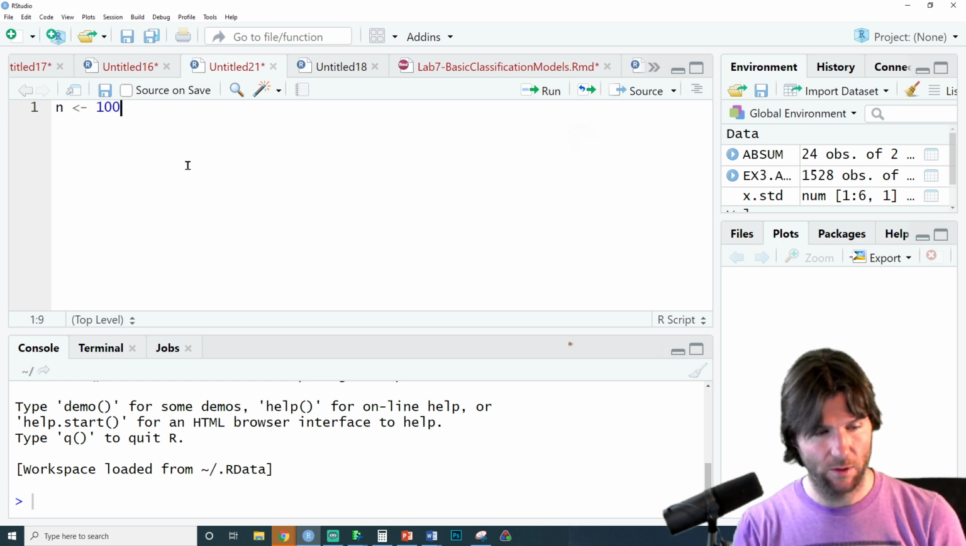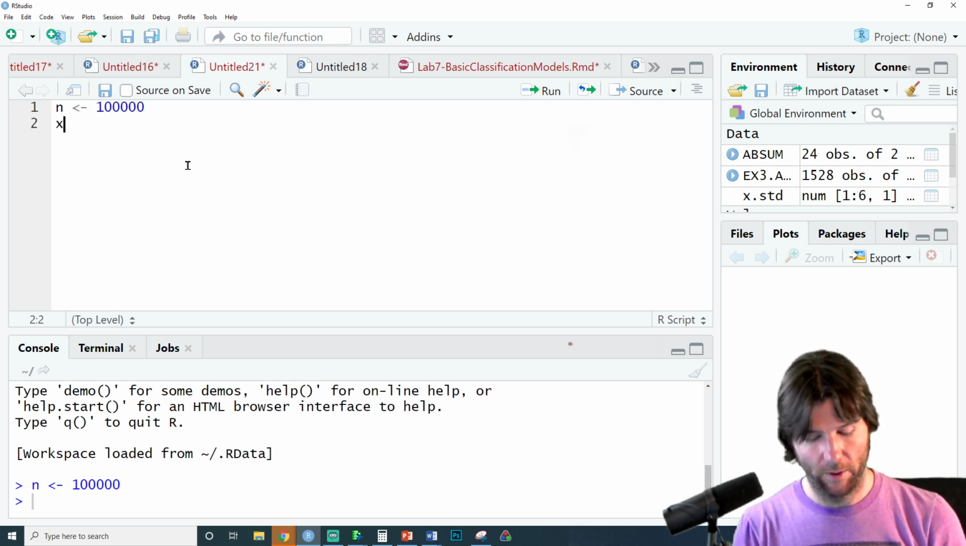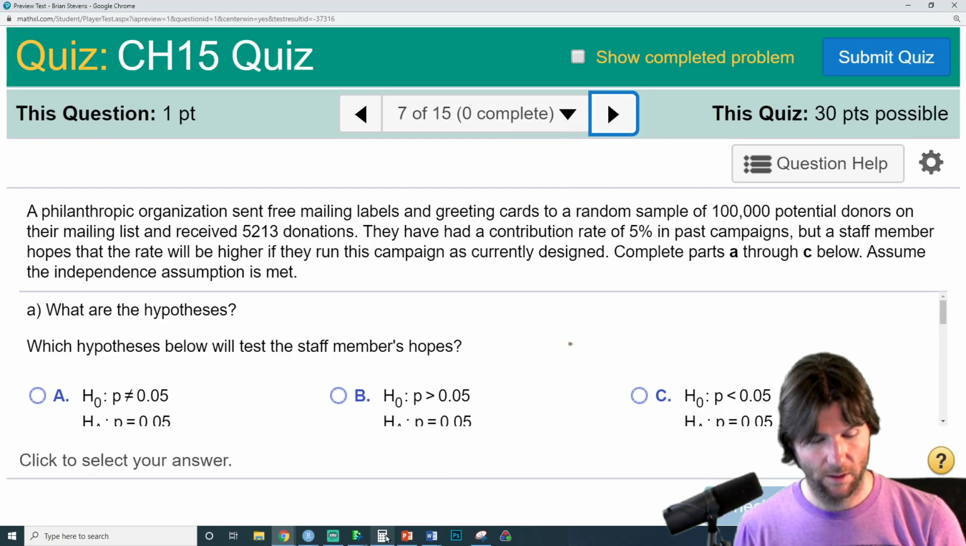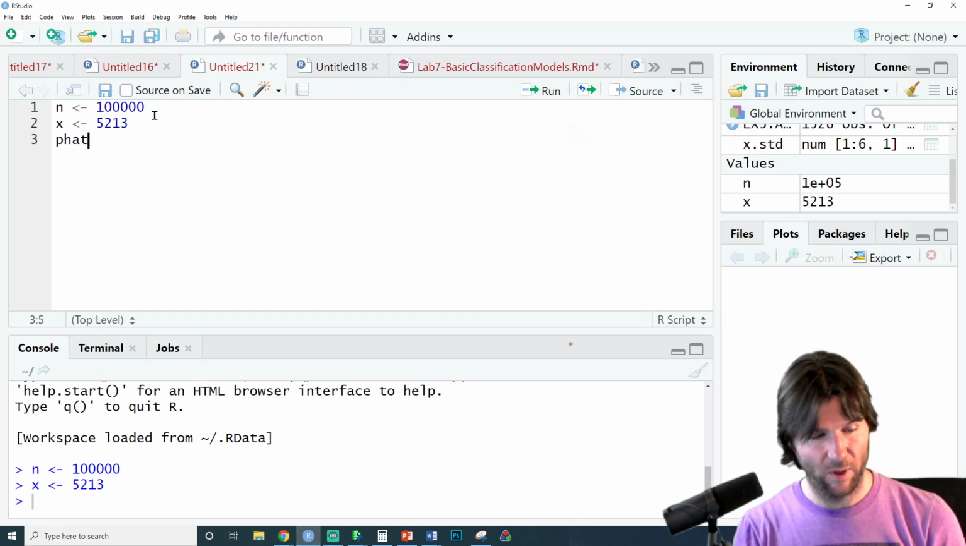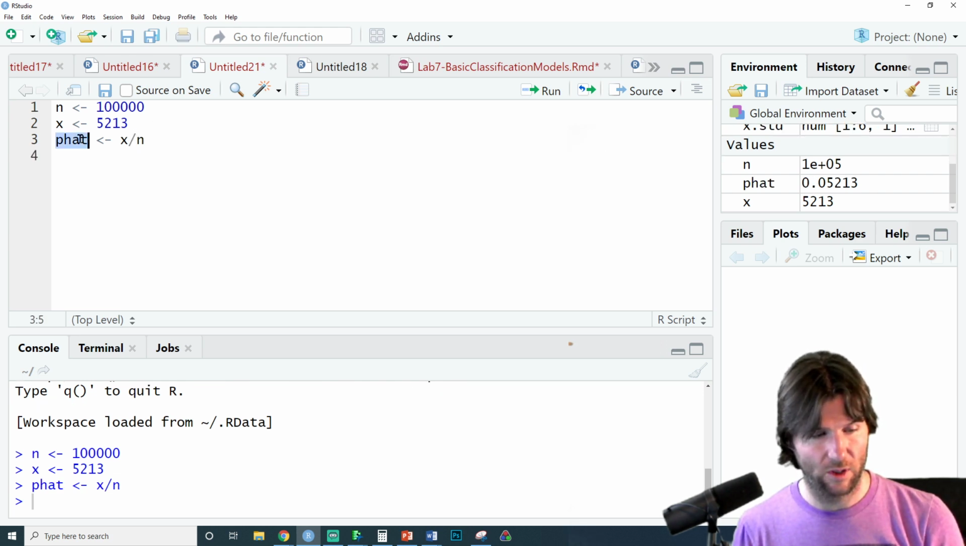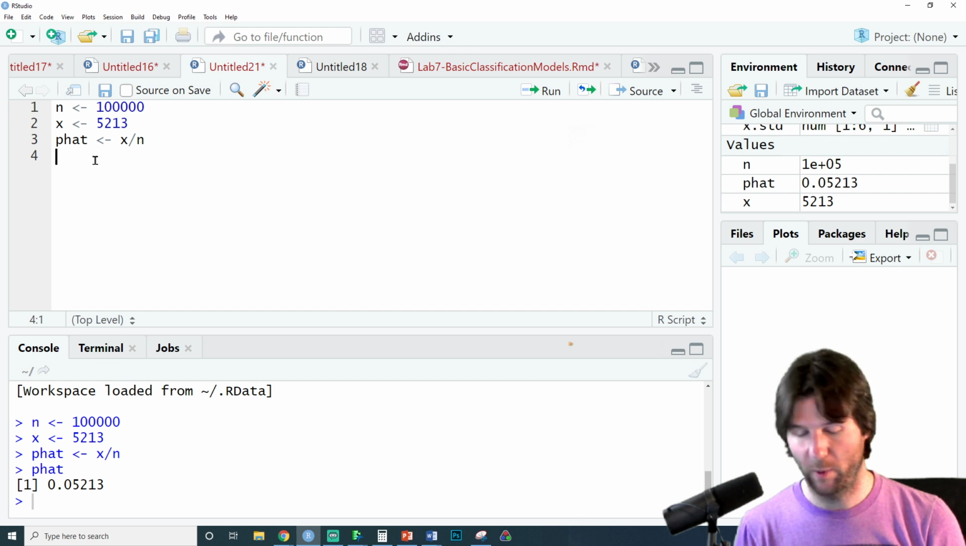We know what n is equal to. We know what x is equal to. I think that was x. So we'll do this in R right here. There we go. All we're doing is just writing the equations. And then p hat is equal to x over n. And so this is just p hat right here. So that's all we're doing, finding p hat.